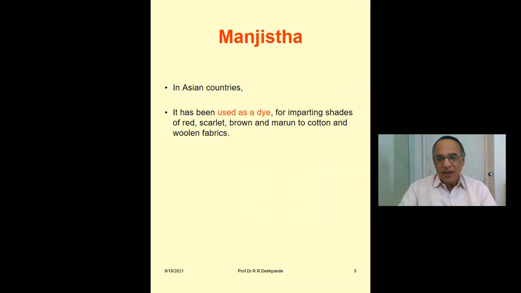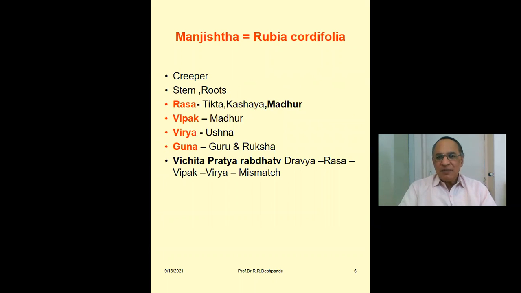Next, Manjistha's Latin name is Rubia cordifolia. This is a creeper. Stems and roots are the useful parts. Upayukta anga in Sanskrit: which parts are used as medicine? Stem and roots.